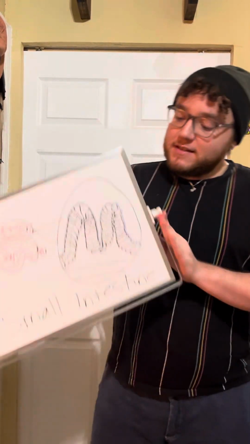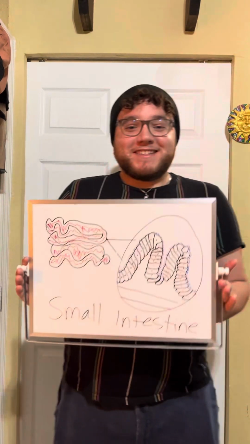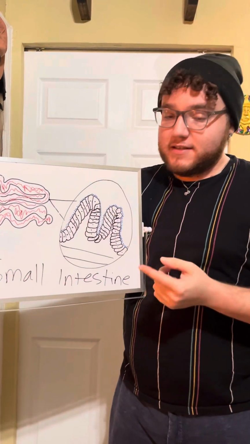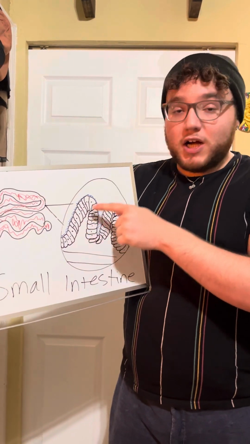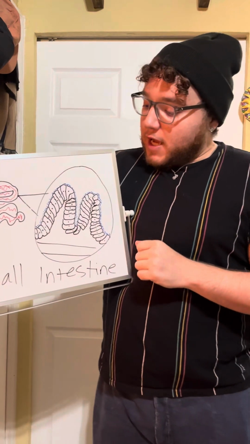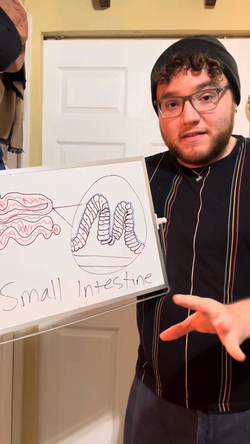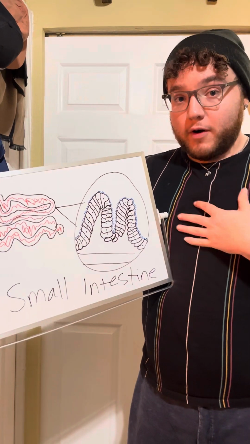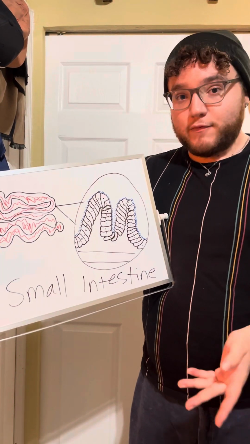And the two organ examples that I have for epithelial tissue: the first one is the small intestine. The small intestine is lined with simple columnar cells with microvilli, here in blue. The microvilli help expand the surface area so that they can absorb more nutrients for the body.